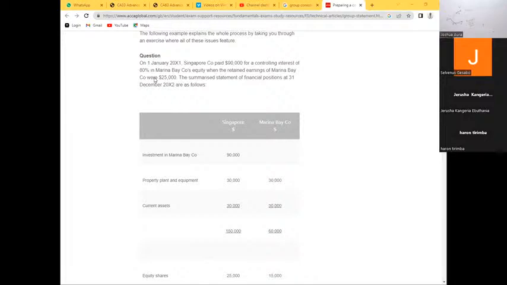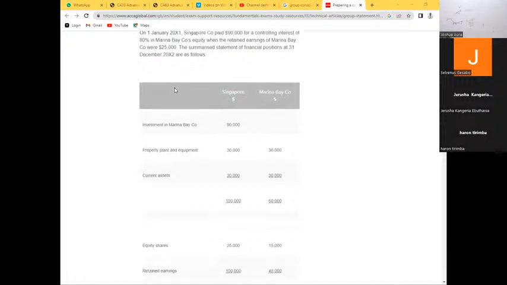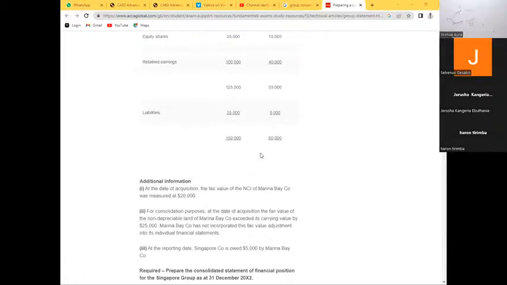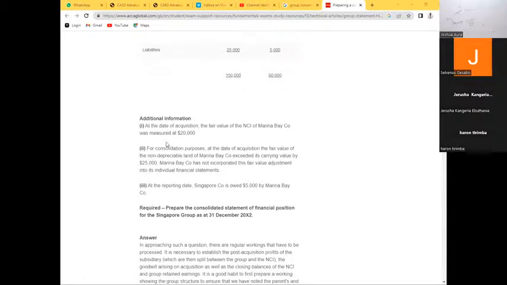The summarized statements of financial position as at 31st December 2022 are as follows. They've given us the investment in Marina Bay by Singapore, which bought Marina Bay, $90,000. They have property, plant, and equipment, current assets, equity shares, etc. It says that at the date of acquisition, the fair value of the NCI of Marina Bay Company was measured at $20,000.